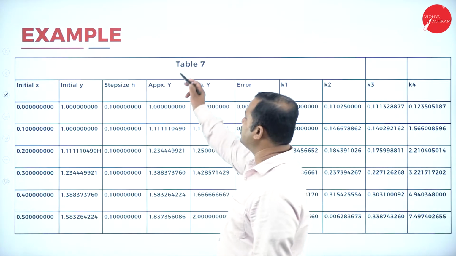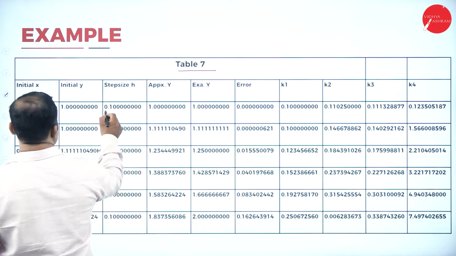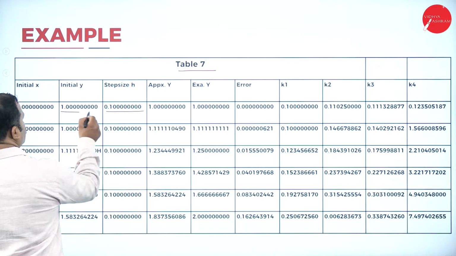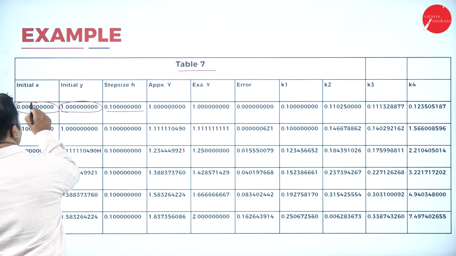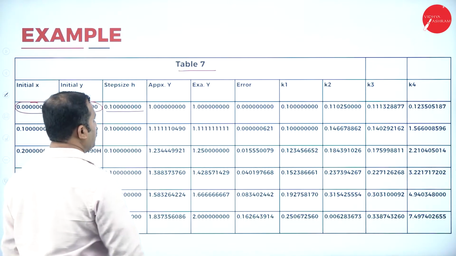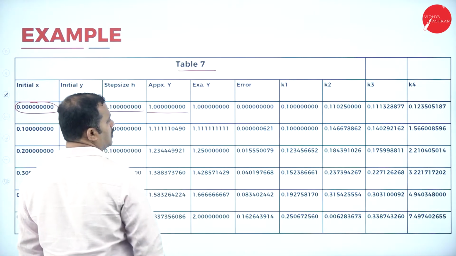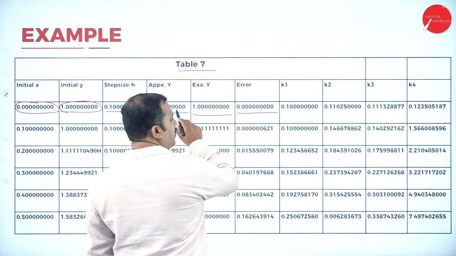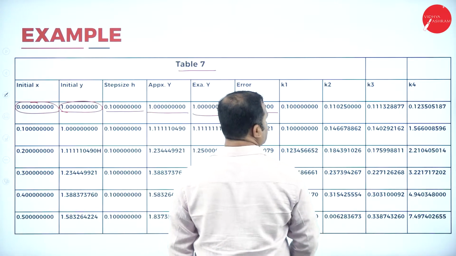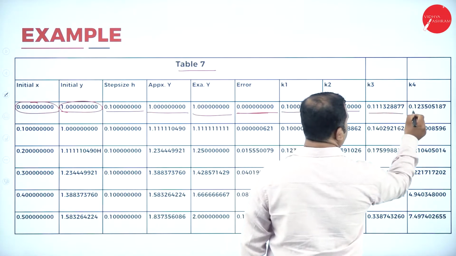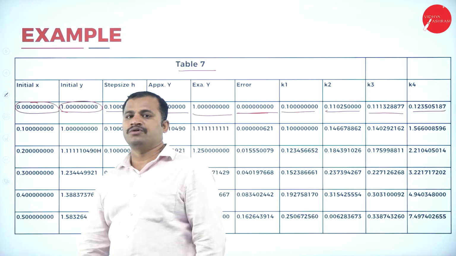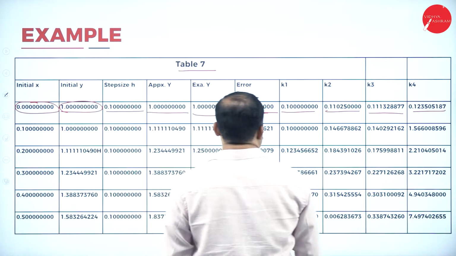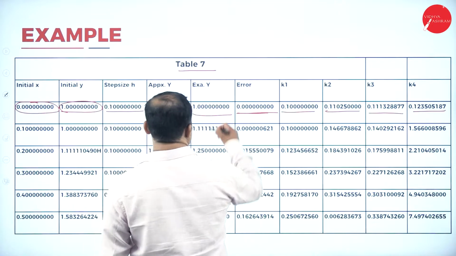If you look at table 7, you will see that the step size is 1.00, that is 0.1. What is the initial value? 0 and 1 are considered as the initial value. Then we have an approximate y, that is 1, and exact y, that is 1. What is the error? Exact y minus approximate y gives me the error. Now what is the value of k1, k2, k3, k4? How can we find the values of k1, k2, k3, k4? Let us see how to find them.